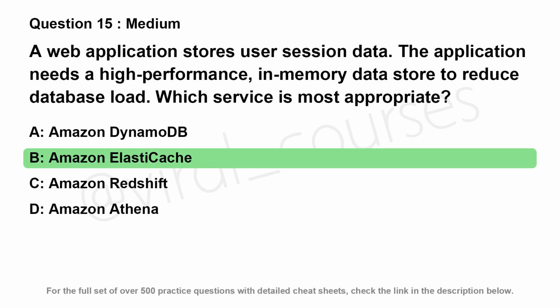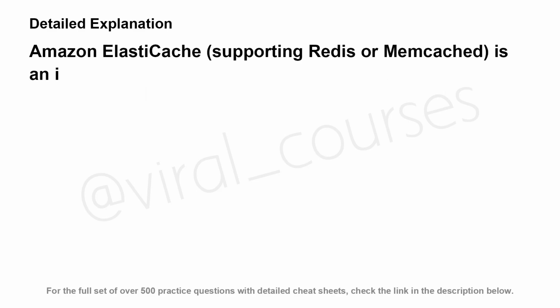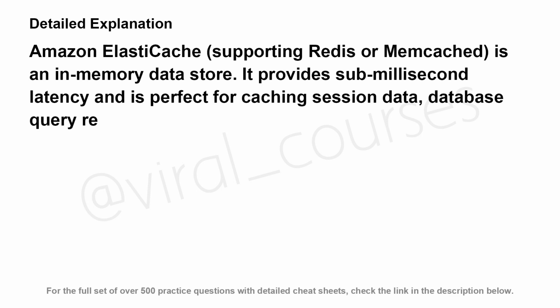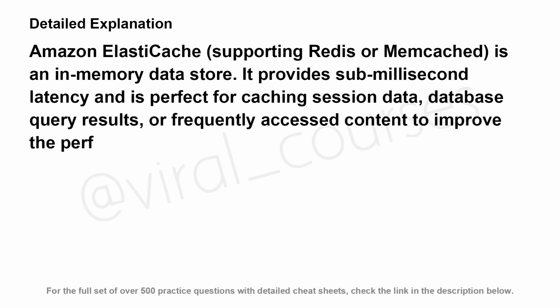The correct answer is B. Amazon ElastiCache, supporting Redis or Memcached, is an in-memory data store. It provides sub-millisecond latency and is perfect for caching session data, database query results, and frequently accessed content to improve the performance of web applications.